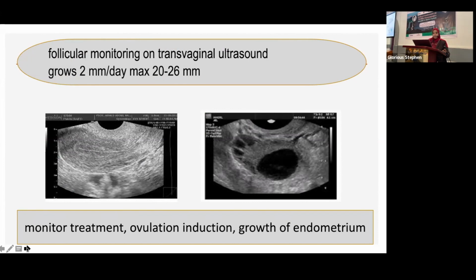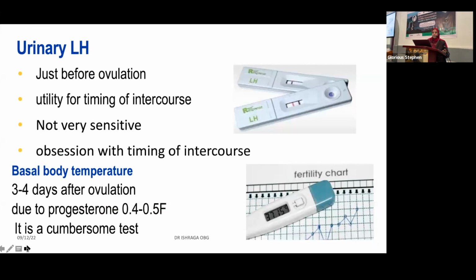For ovulation, we can also use the urinary luteinizing hormone test. These kits are available. They detect the luteinizing hormone increase just before ovulation. It can be used to time the intercourse, but it's not very sensitive, and it can give an obsession with the timing of intercourse. Basal body temperature: 3 to 4 days after ovulation, temperature will increase due to progesterone, by about 0.5 Fahrenheit, and it is not a very reliable test.